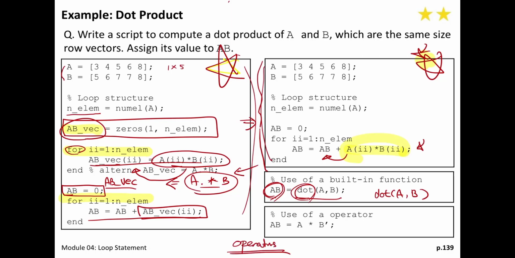Or you can use the operator. How? This one. We learned about this one: matrix multiplication. We can simply do the matrix multiplication a times b transpose, and then you get the ab value. These are two topics: built-in functions and operators will be studied in the next two modules.